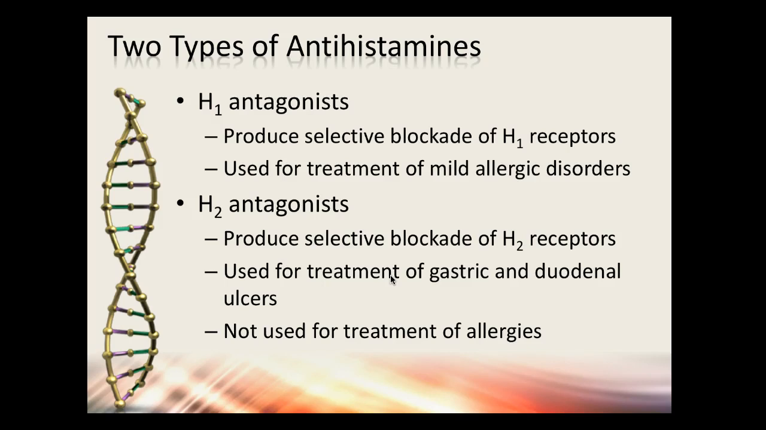H2 antagonists, or H2 blockers, is another name. They produce selective blockade of the H2 receptors, so it's very selective, meaning it's for the H2, right? That's why it's called an H2 blocker. And this is in the stomach, and it treats ulcers. It's not used for treatment of allergies, although off-label it is also used for things like hives, because there is a small amount of H2 in other tissues in the body.